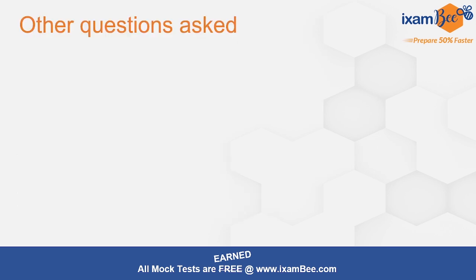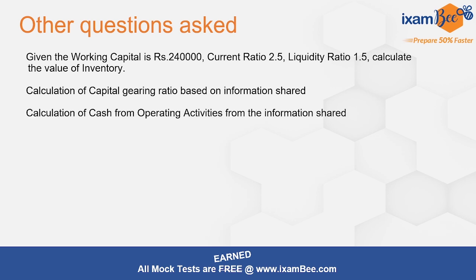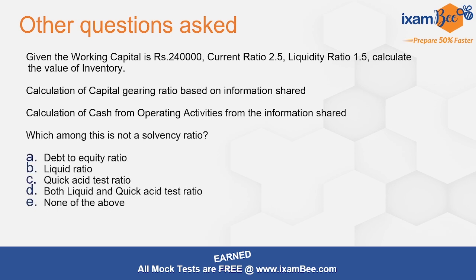Some of the other questions asked in examination are as follows. In a question, working capital was given, current ratio and liquidity ratio was also given, and we need to calculate the value of inventories. Another question has some information shared and we need to calculate the capital gearing ratio. Further, there was a question in which various business activities were shared and we need to calculate the cash flow from operating activity out of that. There was also a conceptual question on solvency ratio. Similar questions we have in our chapter test and we will be adding some new type of questions as well.